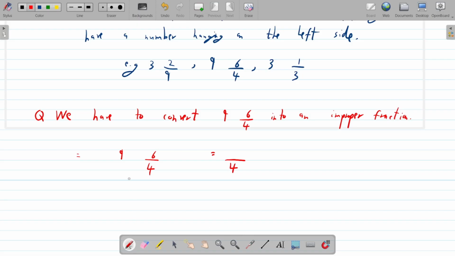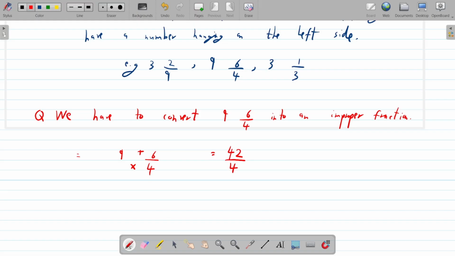And we're going to get that by first having the denominator be multiplied with 9. So that's 9 times 4, that's 36. Then add the answer with the numerator. So you go like this. The denominator times the side number plus the numerator. So 4 times 9, that's 36. 36 plus 6, that is 42. So your improper fraction would be 42 divided by 4. Is that clear, Nace?